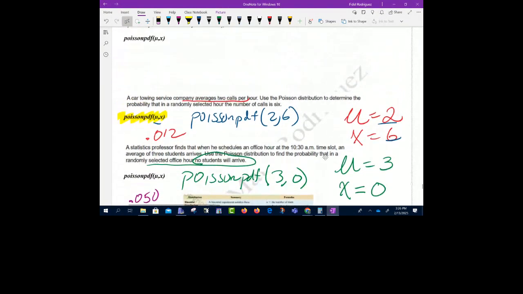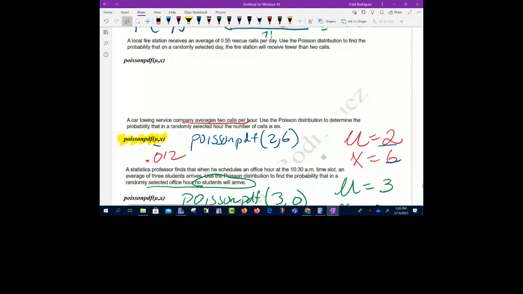So, y'all, I got one last problem, and it's this one over here. It says a fire station receives an average of 0.55 rescue calls per day. Use the Poisson distribution to find the probability that on a randomly selected day, the fire station will receive fewer than 2 calls. So if they're getting calls, they can get no calls, or one call, or two calls, or three calls, and so on. If it's fewer than two, what numbers are smaller than two? Very good, my friend. 0 and 1.